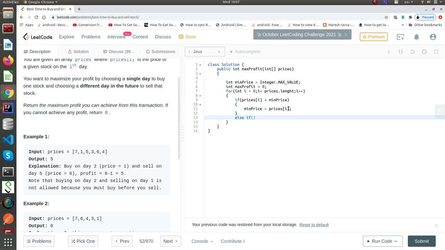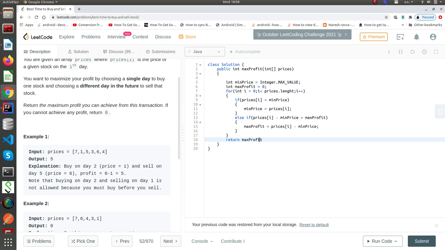Else if prices of i, if this value minus the min price is greater than our max profit, then our max profit will be equal to this value. And at the end we can return our max profit.